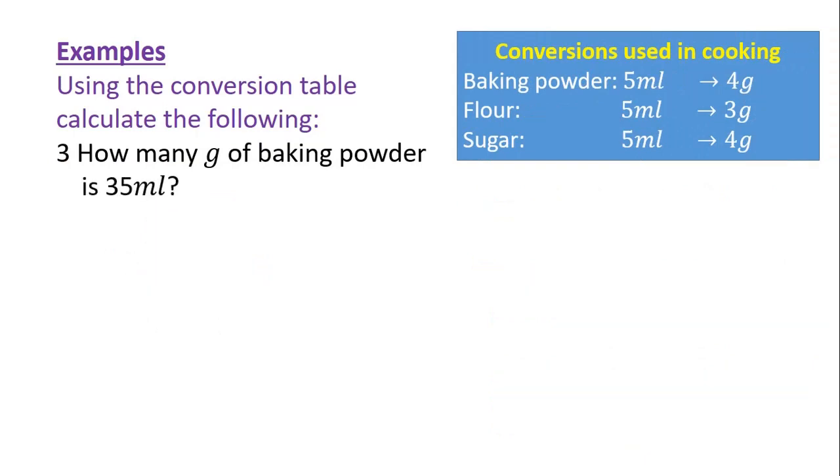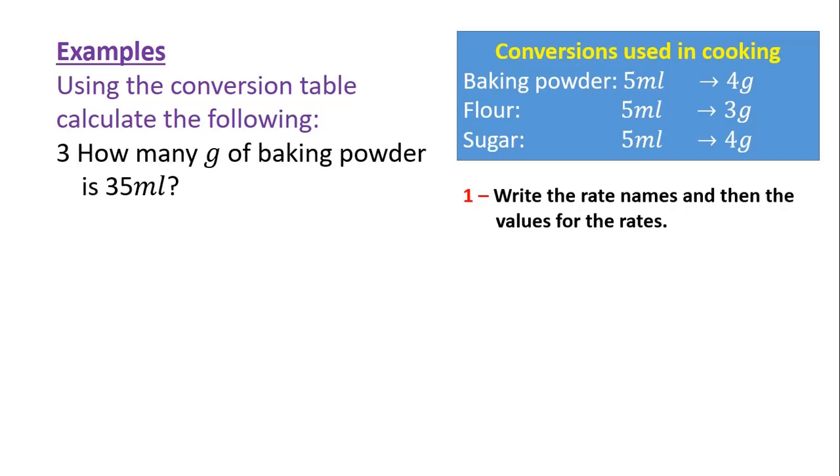Example 3, and you'll see we've got a different table on the right hand side. Baking powder, flour and sugar, milliliters to grams. Question 3. How many grams of baking powder is 35 milliliters? So we're doing baking powder and grams and milliliters. Step 1. Write the rate names and then the values for the rates. So we're dealing with milliliters and grams. Now the values for baking powder is 5 milliliters to 4 grams.